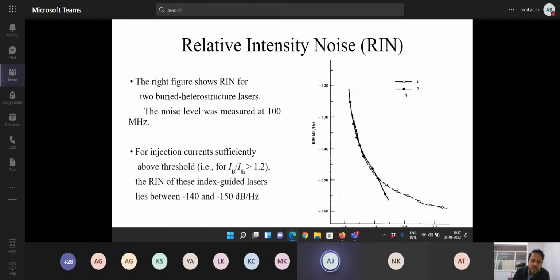So we have the carrier power, and this denominator has the noise power, the sum of the three noise sources. So this is the behavior of relative intensity noise. The x-axis is the injection current. As the injection current increases, the relative intensity noise, the noise ratio, actually not just the noise but the noise ratio, falls.